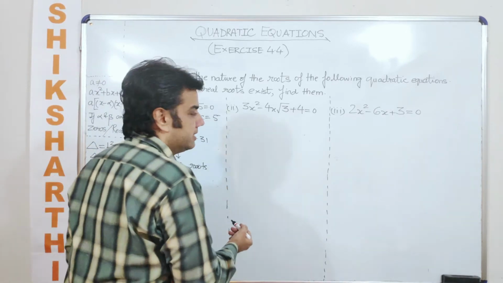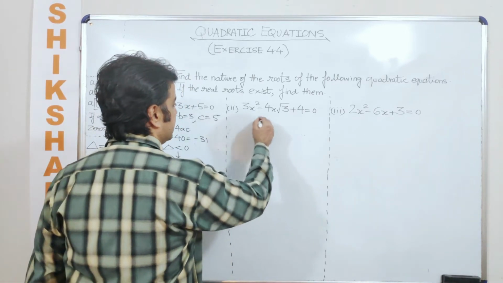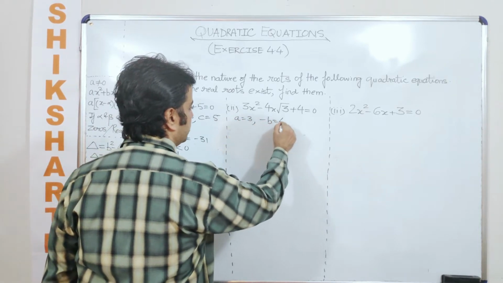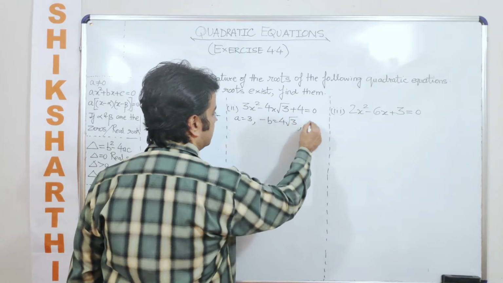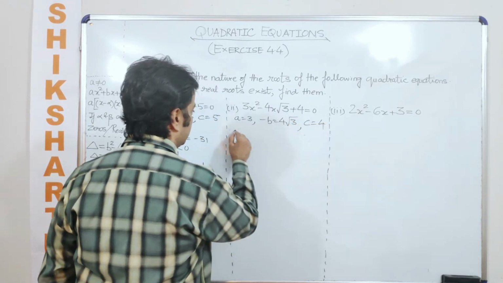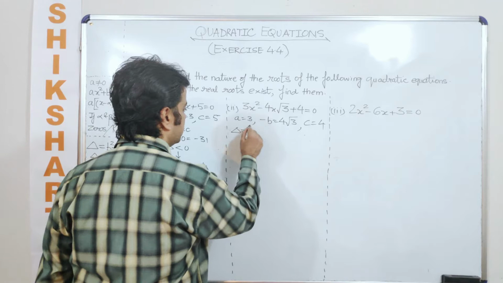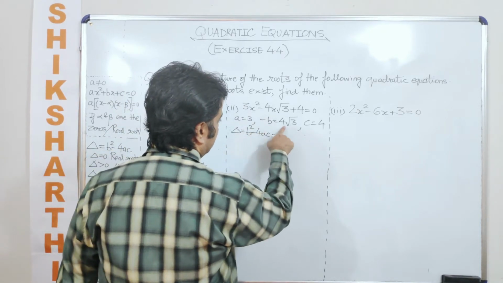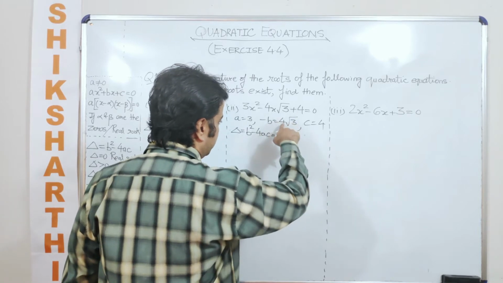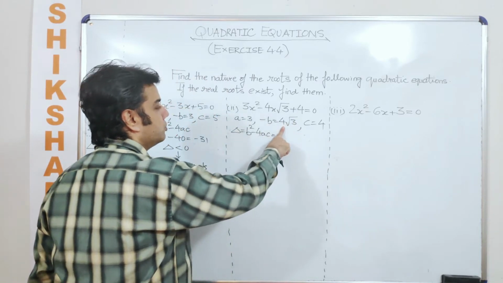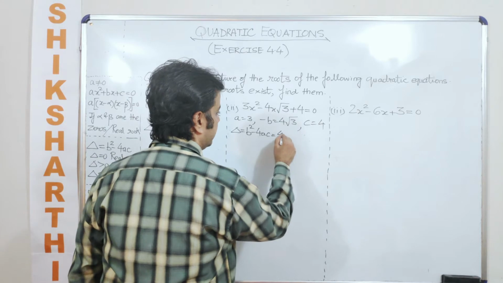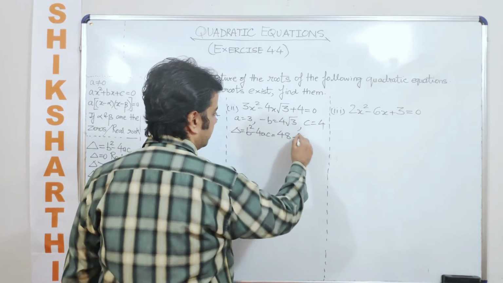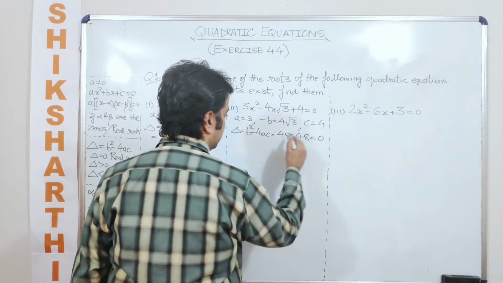Let's move on to the second subpart. In this case, the value of a here is 3, the value of minus b here is 4 root 3, and the value of c here is 4. Let us find out the value of delta, which is b square minus 4ac. In this case b is minus 4 root 3. So b square becomes 4 into 4 is 16 into 3, 48, minus 4ac. 4 into 4 is 16 into 3, 48. So delta is equal to 0.